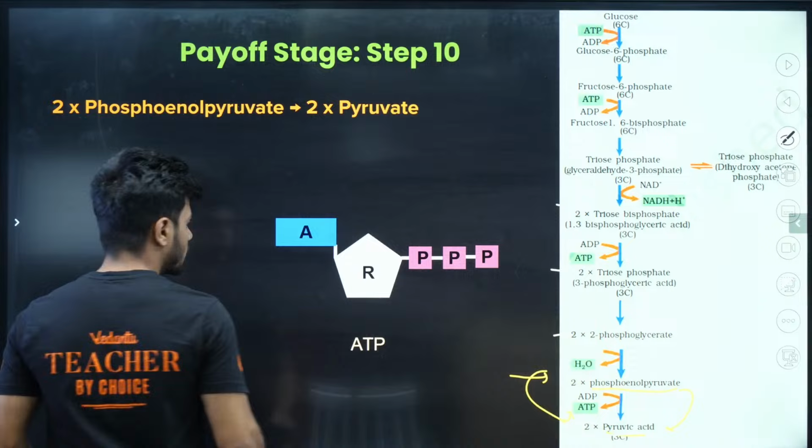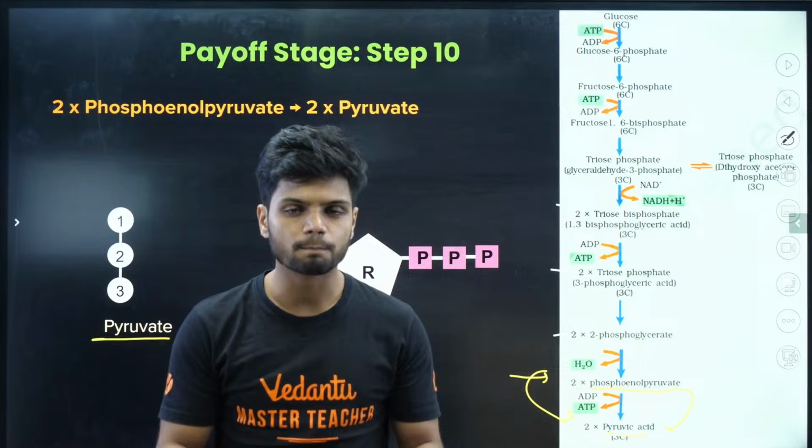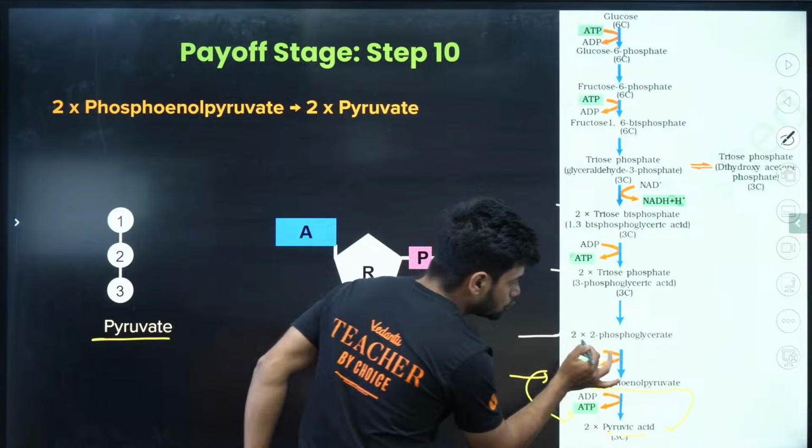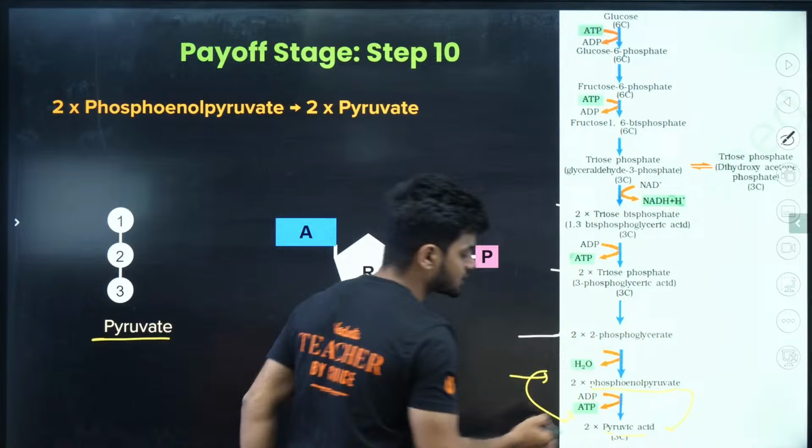Now I'll ask you a simple question, all of you. This is how the question will be asked. In which step is water released? All of you should tell me in which step water is released. Here, this step, 2 PGA, 2 phosphoglyceric acid to 2 phosphoenol pyruvate, water is released. That can be a question.